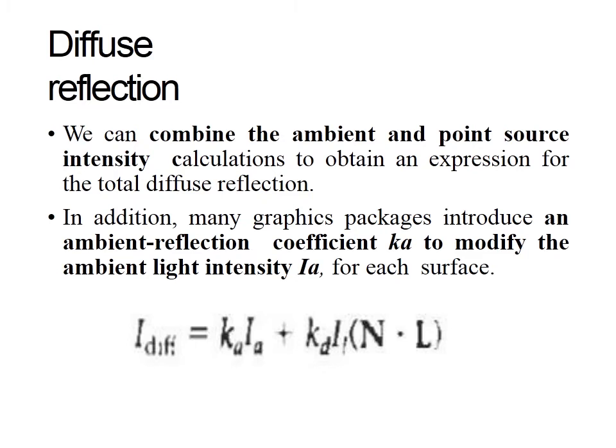A surface is illuminated by a point source only if the angle of incidence theta is in the range 0 degrees to 90 degrees. Cos theta is in the interval from 0 to 1, if n is the unit normal vector to a surface and L is the unit direction vector to the point light source from a position on the surface.